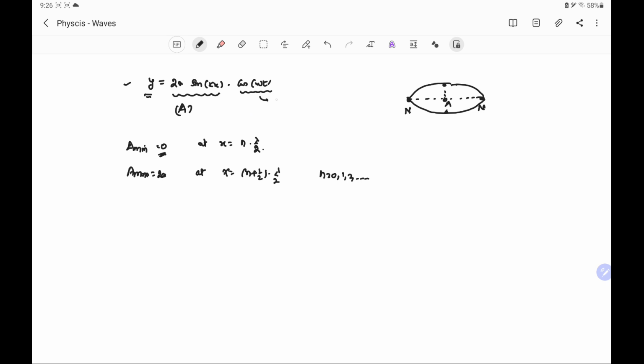Now taking cos omega t into consideration, the resultant displacement will also change, because this cos omega t has a maximum magnitude of 1 and a minimum magnitude of 0. So at a node, we already have the amplitude which is minimum and equal to 0. And if we also include the factor cos omega t, there will be no change because 0 multiplied by cos omega t will also give 0. So at a node, the amplitude will always remain 0.